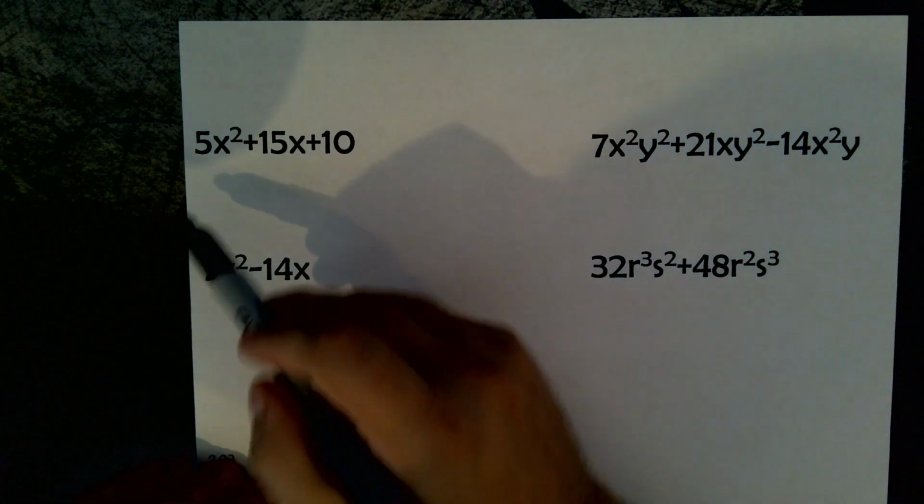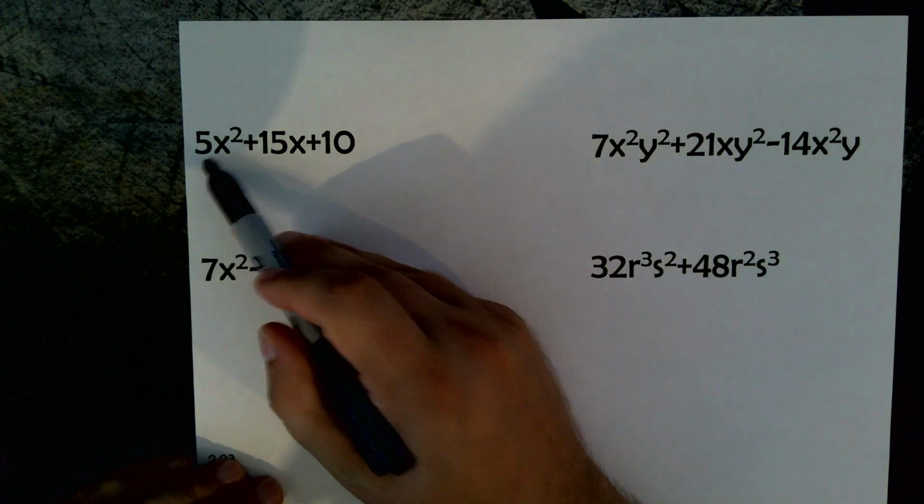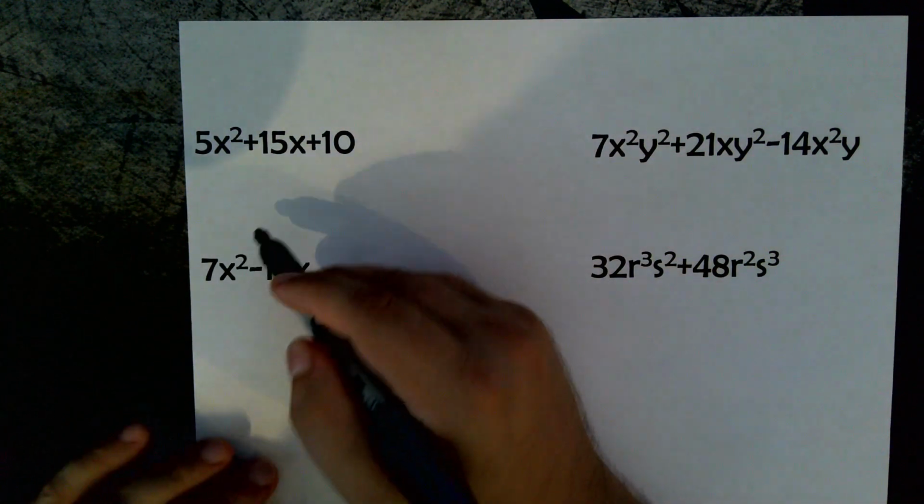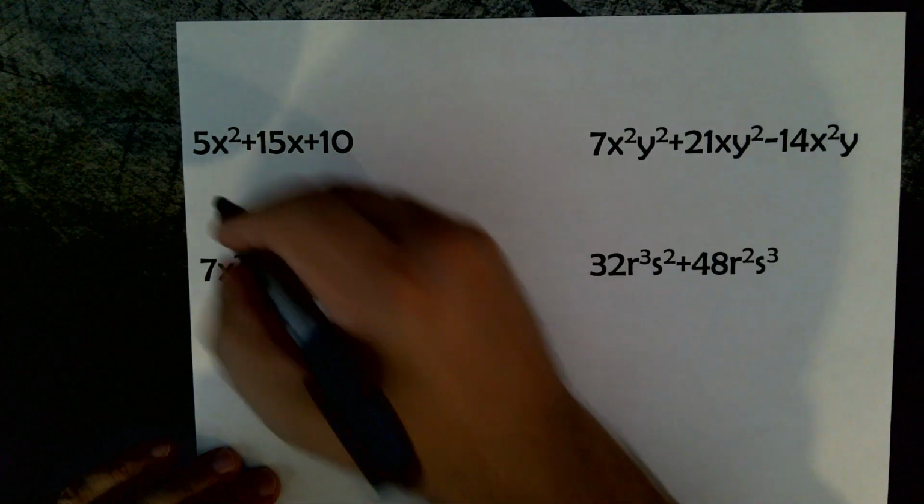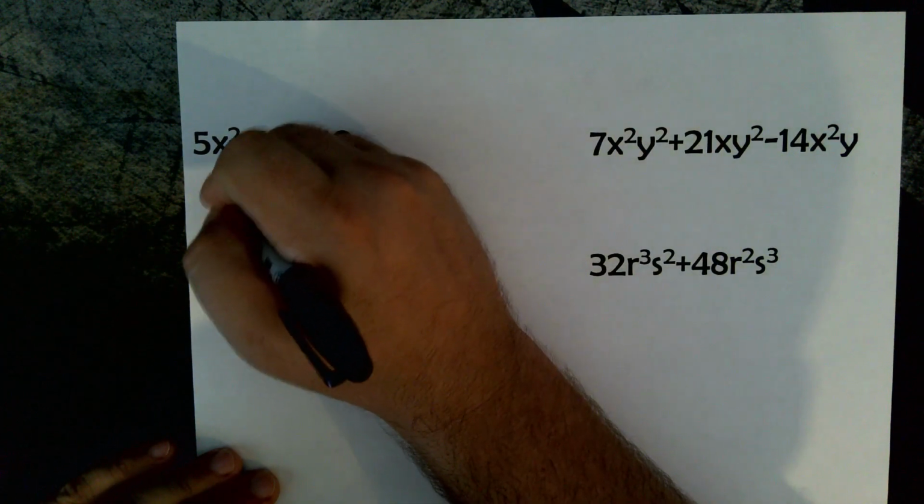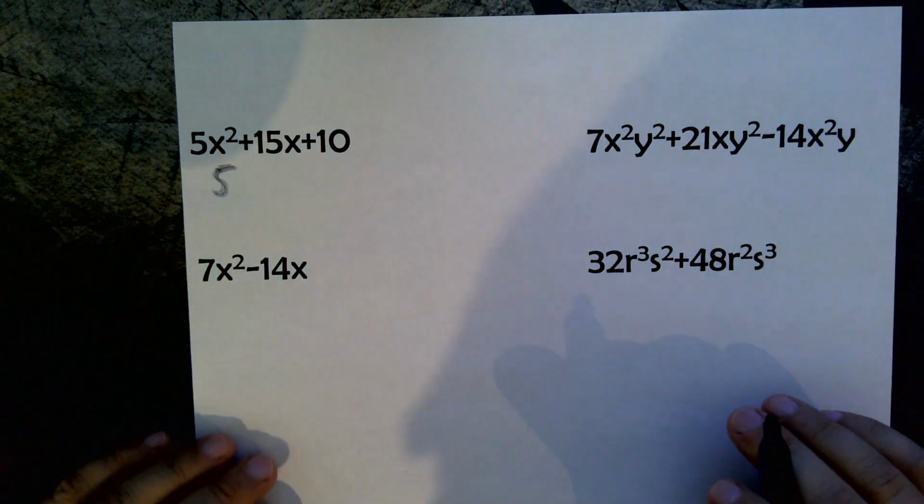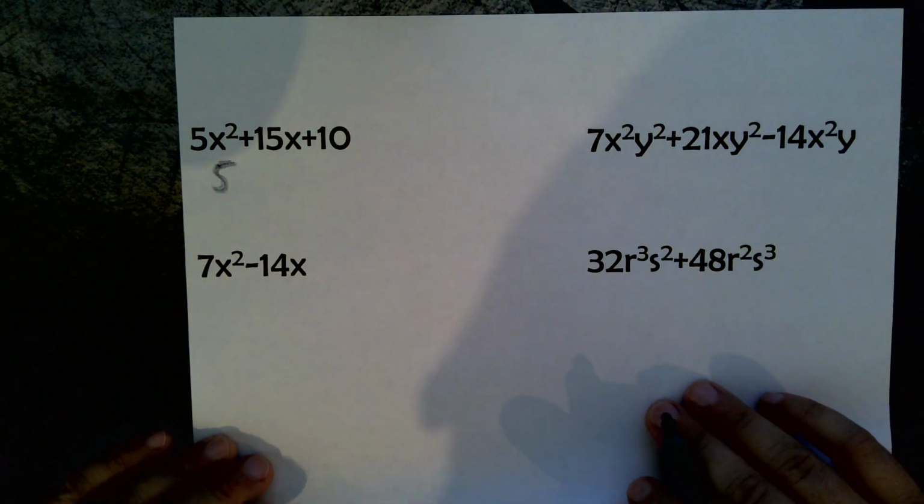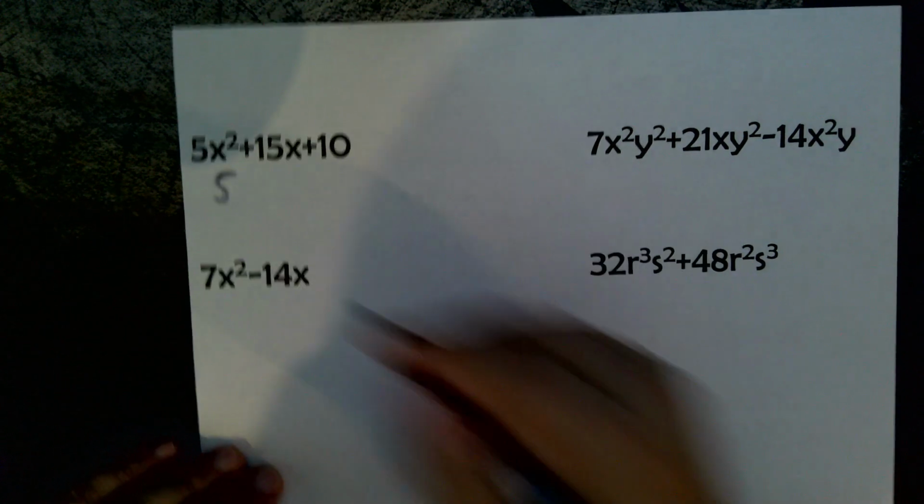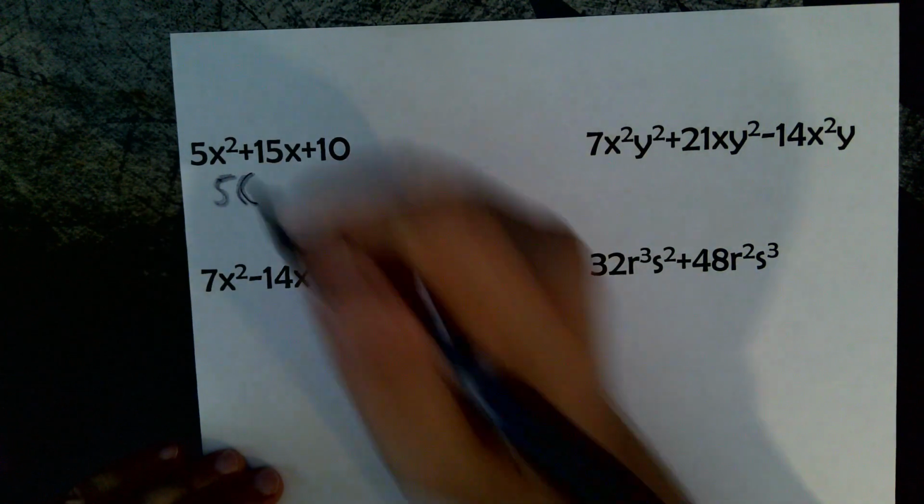So first we look at the coefficient. Can 5 go into 15 and 10? It can. So we're going to put a 5 on the outside, and that is actually our highest degree term that can get pulled out. We can pull out a 5. Next, we're going to look at the variable, see if we can pull any of the variables out, and we cannot. So we just leave the 5 on the outside.